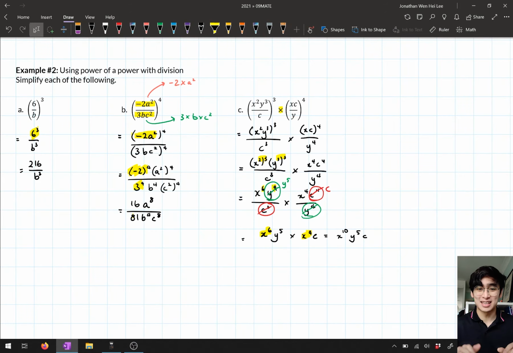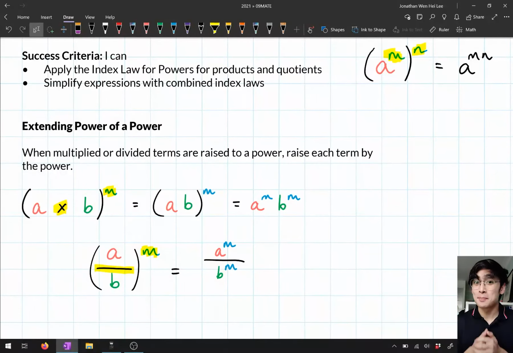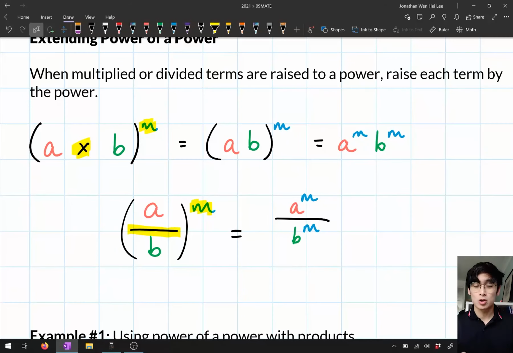Okay, so that's it for today's lesson. Let's just do a quick recap of what we did today. In today's lesson, we actually extended the power of a power rule to look at what happens when we raise a product, so when we multiply to a power, and a quotient when we divide to a power as well. And so what we notice is that when we raise a product or a quotient to a power, we raise each of the individual factors, or the numerator and the denominator, separately to that power that we have on the outside.